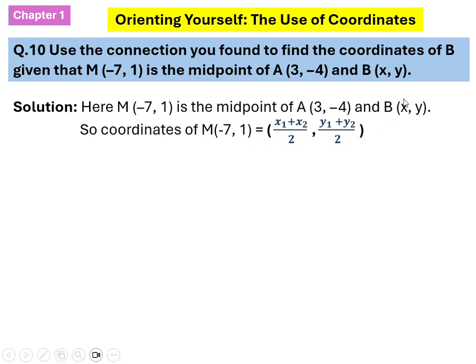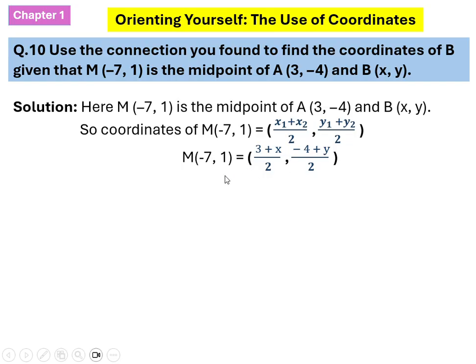We have the coordinates of A, and we have to find B. What was our formula for the coordinates of a midpoint? The average of the two endpoints. So (x1 plus x2) means 3 and x, and (y1 plus y2) means -4 and y, divided by 2. So let's put in the values. The midpoint is (-7, 1). x1 is 3, x2 is x, which we have to find out, and then (-4 plus y) divided by 2.